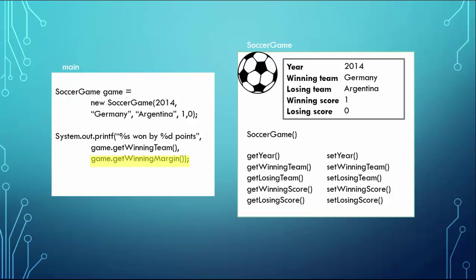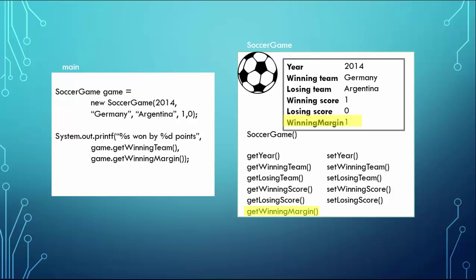How do we do that in our soccer game class? Well, one way is to add a variable, a field at the top called winningMargin, and we set it to 1. Our soccer game constructor might just take the winning score minus the losing score and set winningMargin equal to that. And then we'll add a getWinningMargin method to the bottom.